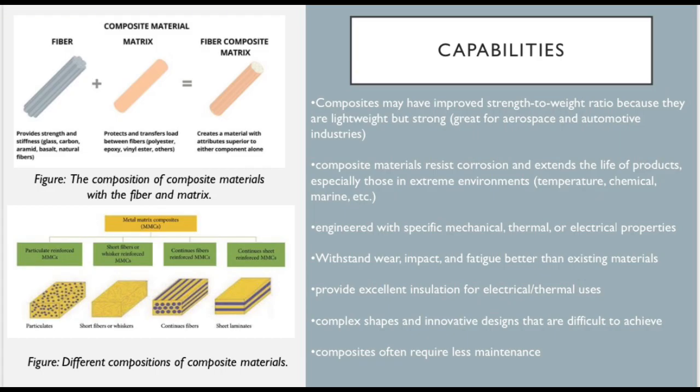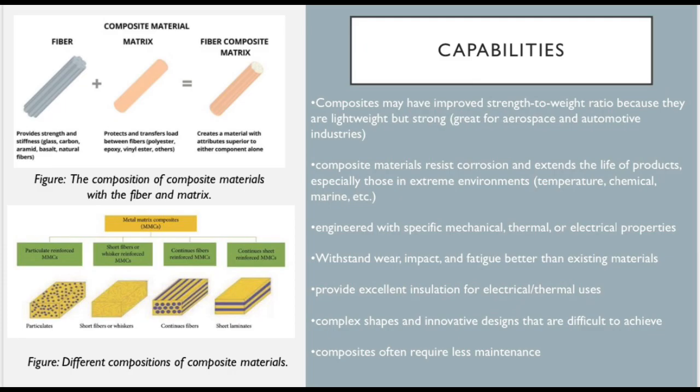Composites have improved strength-to-weight ratio because they are lightweight but strong, so they're great for the aerospace and automotive industries. Additionally, they resist corrosion and extend the life of products, especially those in extreme environments where there might be extreme temperatures, a lot of chemical exposure, or marine environments. Composites are oftentimes engineered with specific mechanical, thermal, or electric properties in mind. They can withstand wear, impact, and fatigue better than a lot of existing materials, and they can provide excellent insulation for electrical and thermal uses.